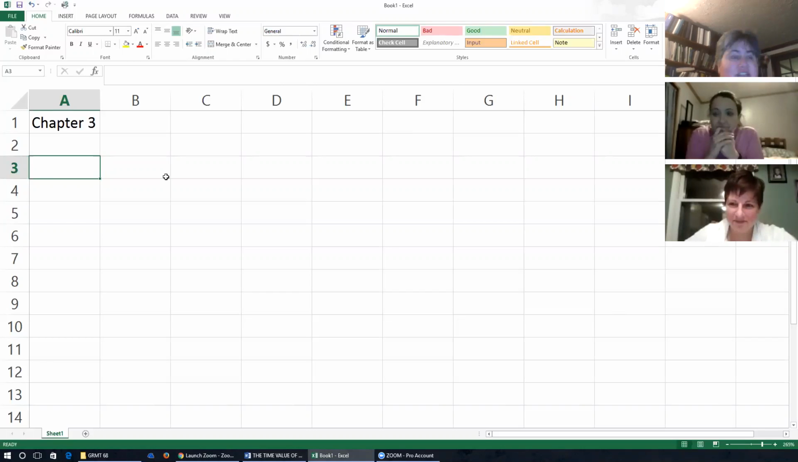We're just getting into chapter 3. Hopefully you can see an Excel spreadsheet, which doesn't have much on it right now. I can. It says chapter 3. Got it. And we're starting to talk about what's in chapter 3 and what are the important things.